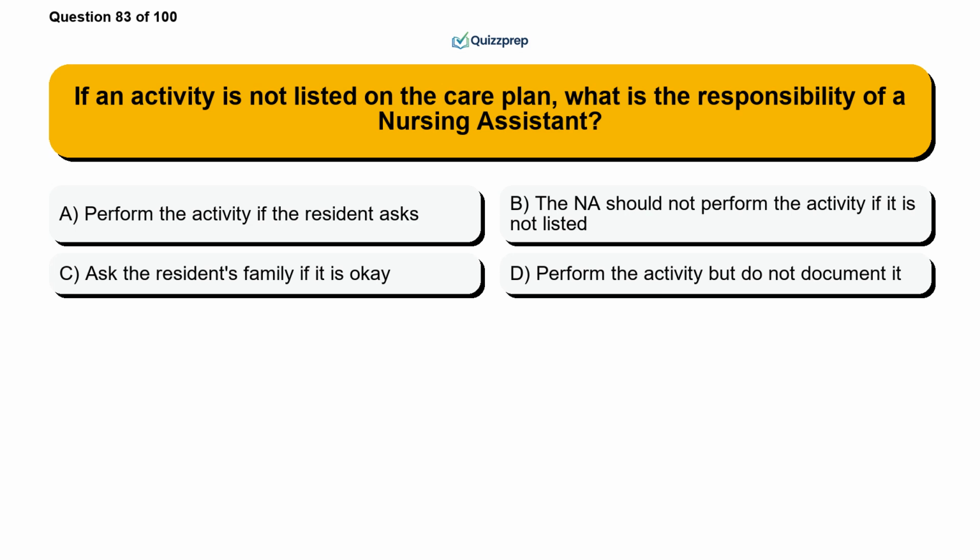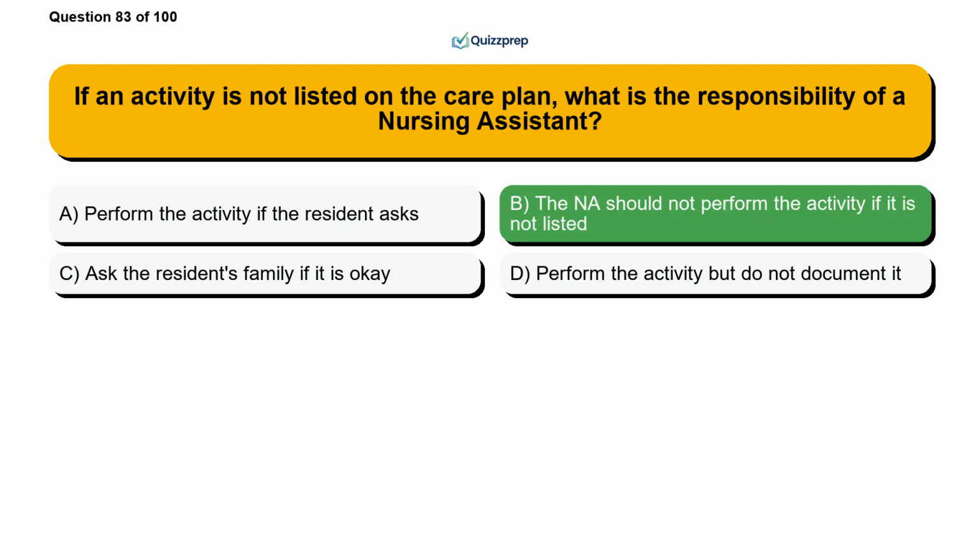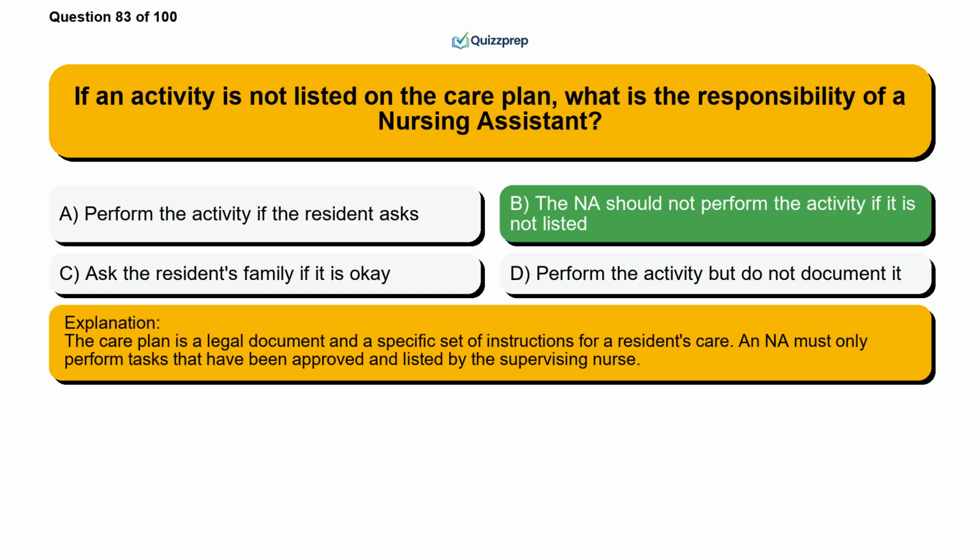Question 83. If an activity is not listed on the care plan, what is the responsibility of a nursing assistant? Option A, perform the activity if the resident asks. Option B, the nurse should not perform the activity if it is not listed. Option C, ask the resident's family if it is okay. Option D, perform the activity but do not document it. The correct answer is option B, the nurse should not perform the activity if it is not listed. The care plan is a legal document and a specific set of instructions for a resident's care, and the NA must only perform tasks that have been approved and listed by the supervising nurse.